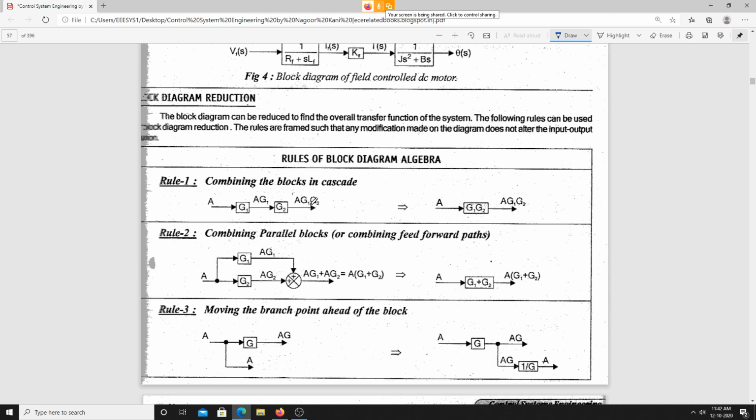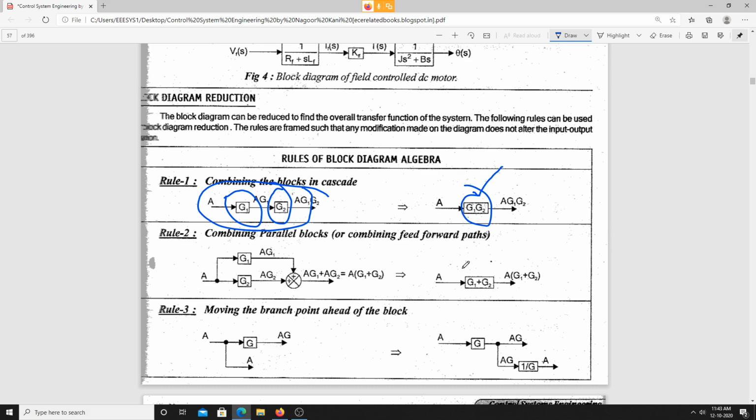The first rule is combining the blocks in cascade. When the blocks are in series, we are supposed to take the product of the blocks G1 and G2, the gain of this block G1 and the gain of this block G2. So I am just taking the product. Finally, the output I have is A into G1 G2.